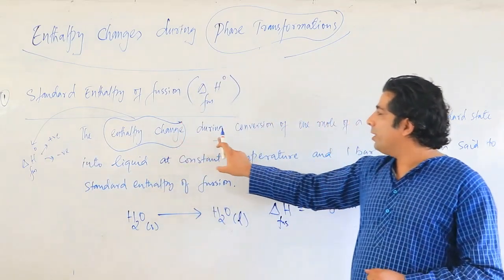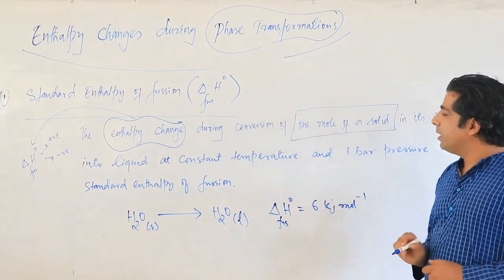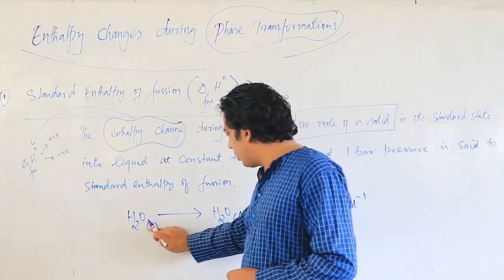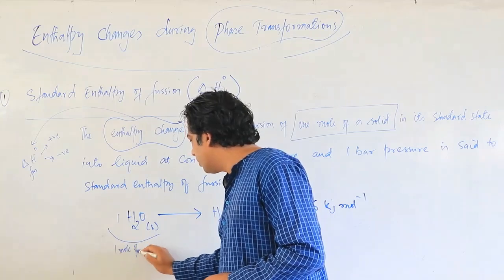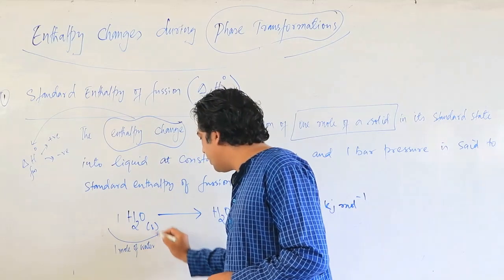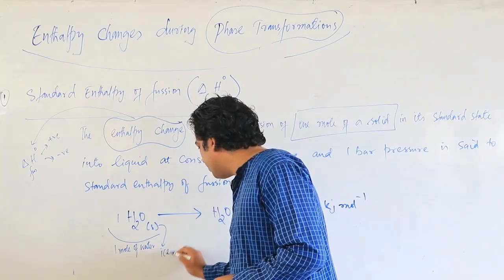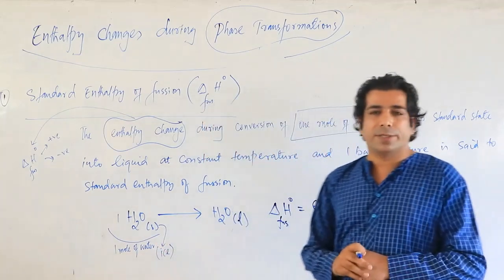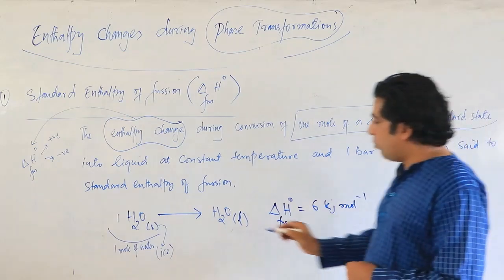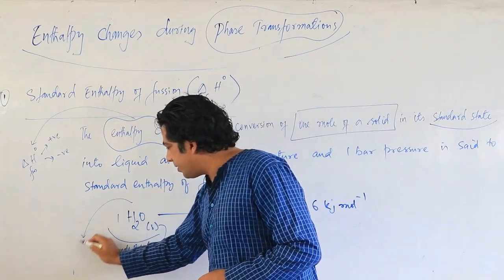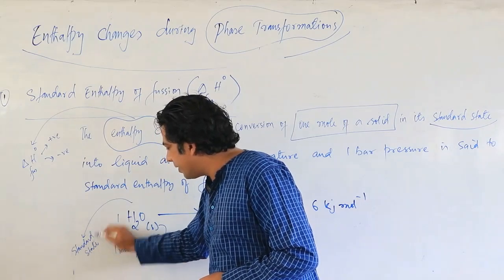The enthalpy change during conversion of 1 mole of solid. That means you are taking 1 mole of a solid substance. Look here, I have 1 mole of water, and that water is here in which form? It is in the form of ice. That solid is nothing but ice. Correct, my dear friends? Into its standard state. That means this water has to be in its standard state.